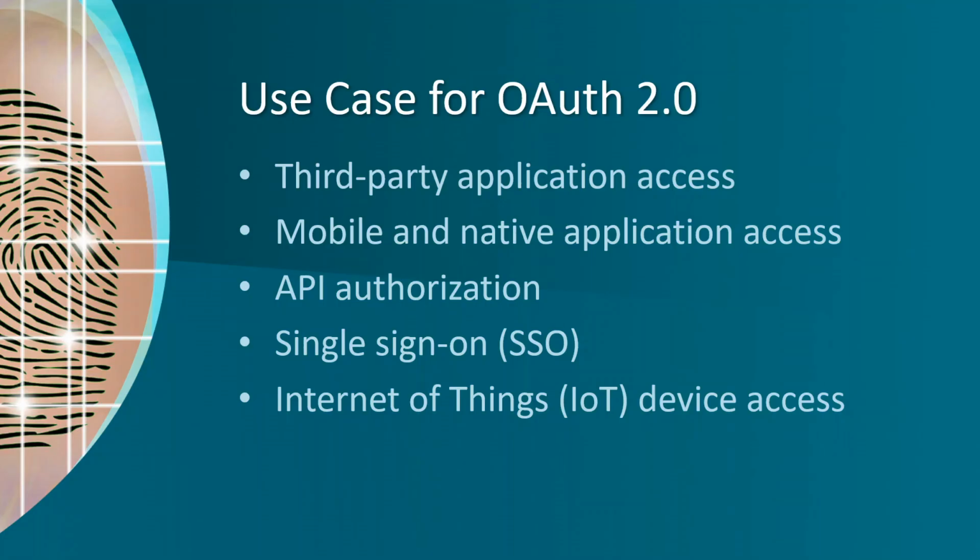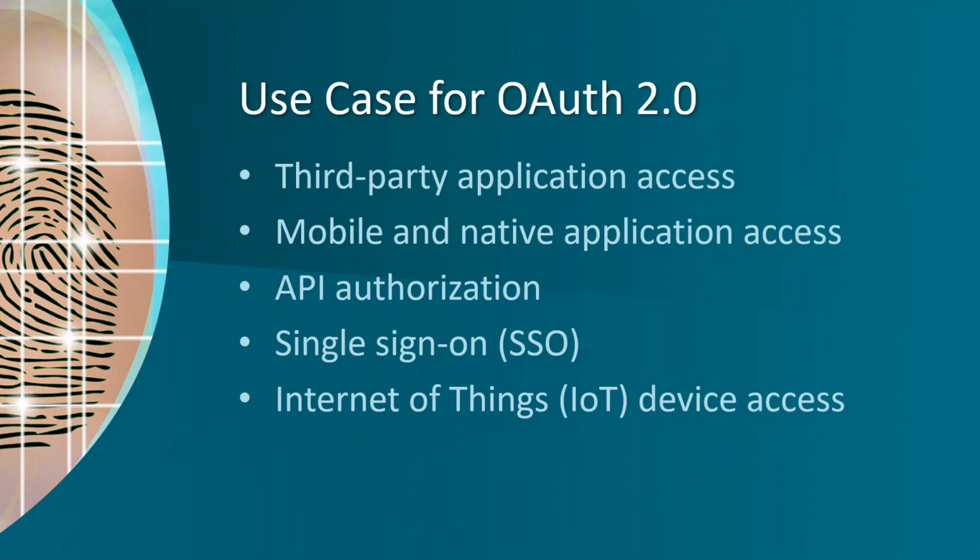Use cases in OAuth implementation. OAuth 2.0 is a widely used authorization protocol that enables secure access to online resources. It is commonly used in a variety of scenarios, including third party application access, where OAuth 2.0 allows third party applications to access user data without having access to users' credentials. This is useful in scenarios where a user wants to grant access to their data to other applications, such as when a user logs into a website using their Google or Facebook account, for example.